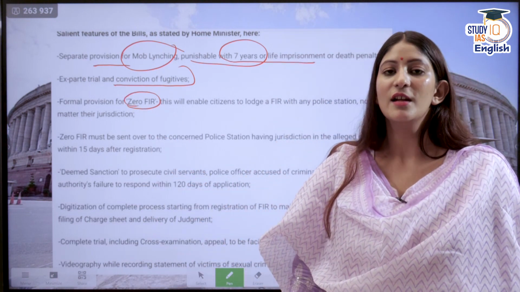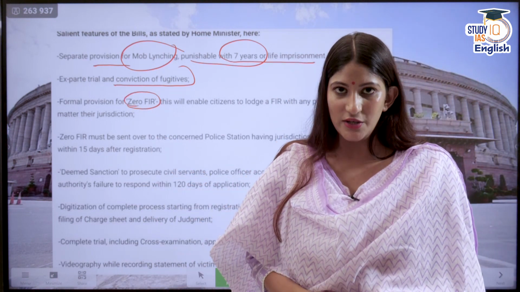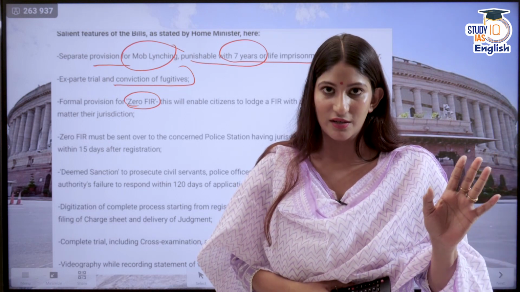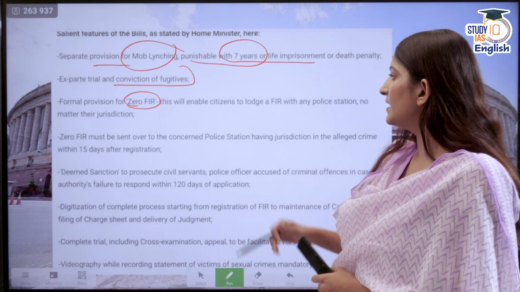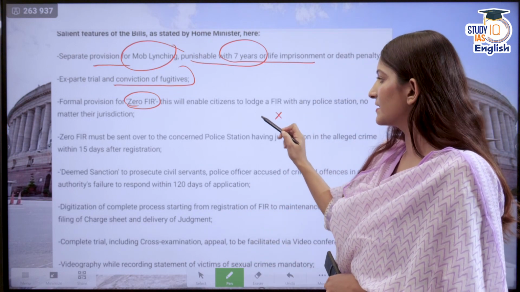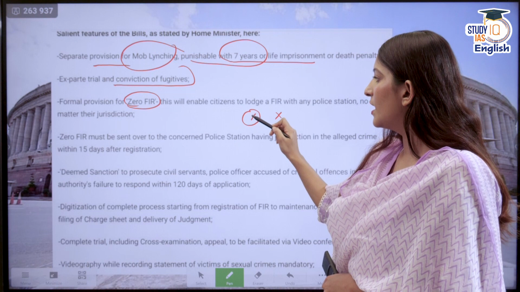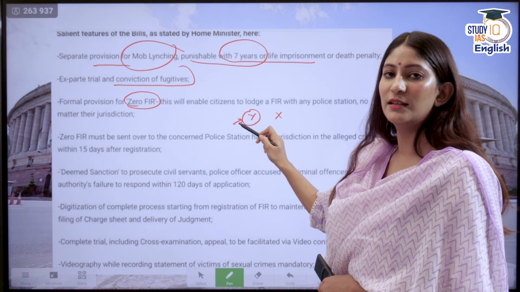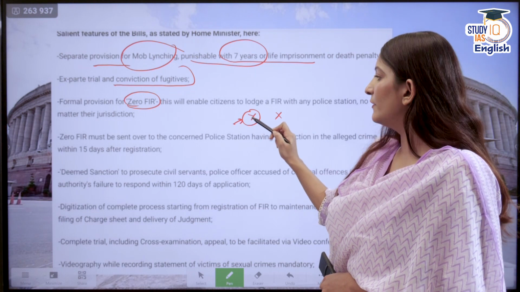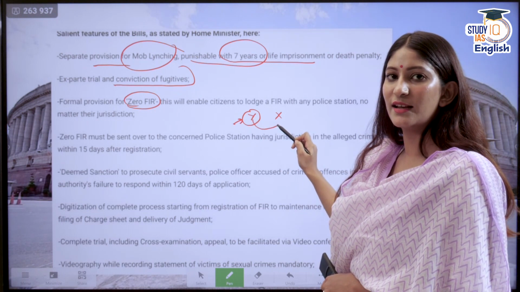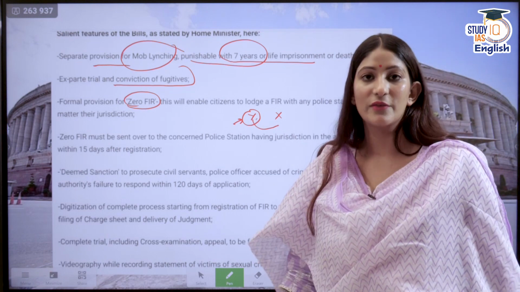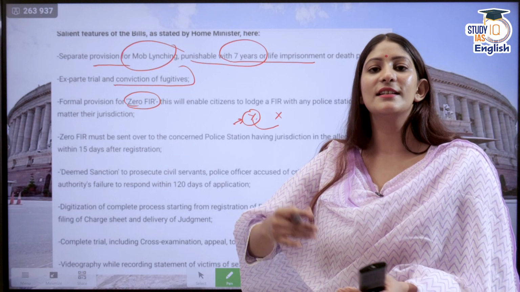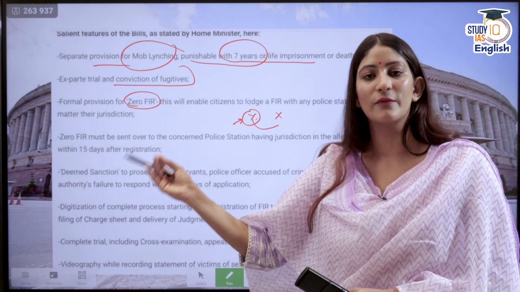What is zero FIR? When an FIR is lodged out of the jurisdiction of a police station, as in, supposedly a crime has occurred in place X, but a person wants to lodge their complaint in the form of FIR. It will be in this particular station, and Y's jurisdiction is not, of course, this area X, but still there is a provision that you have to get FIR done. This is zero FIR. After that, it is passed on to the police station of concern.